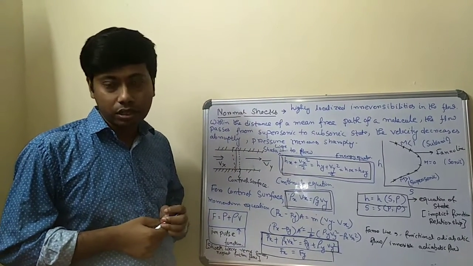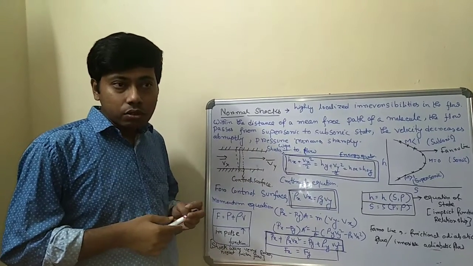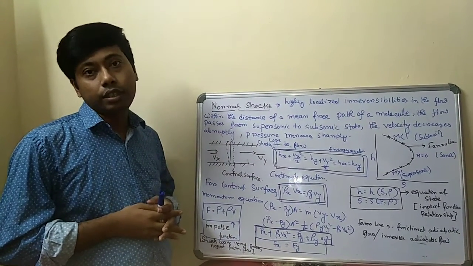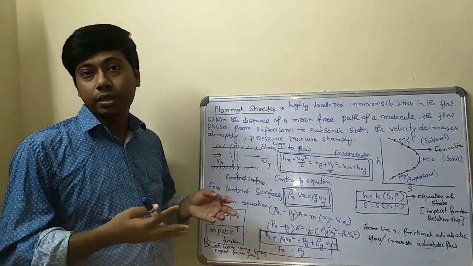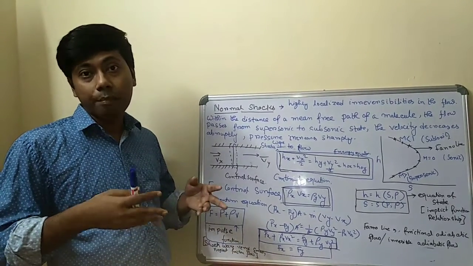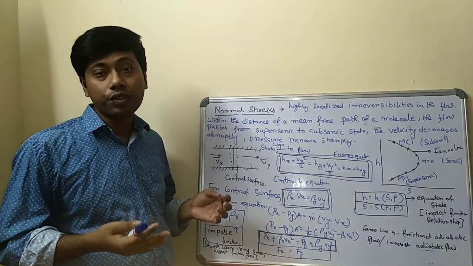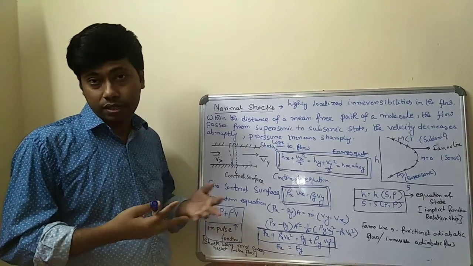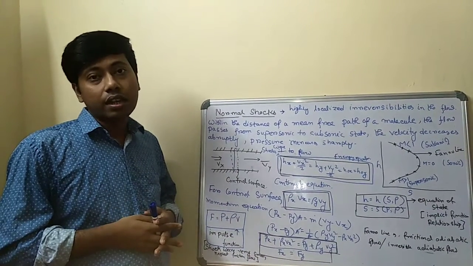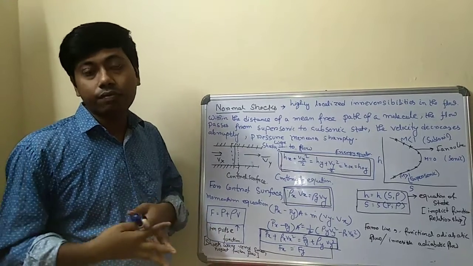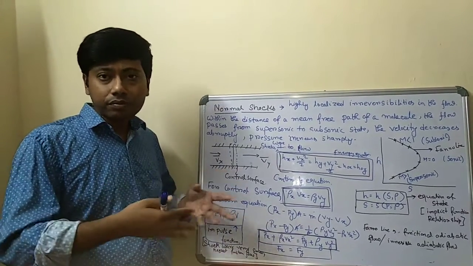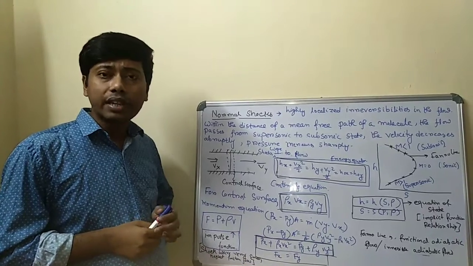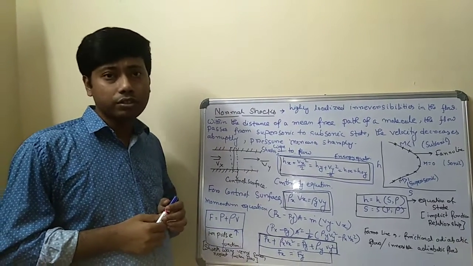Now, as you know, shocks are produced within the flow field due to irreversibility in the process, and there is an abrupt change in certain flow parameters or flow properties. This is the effect of the shock, and we know that shocks are of two types: normal shock and oblique shock.